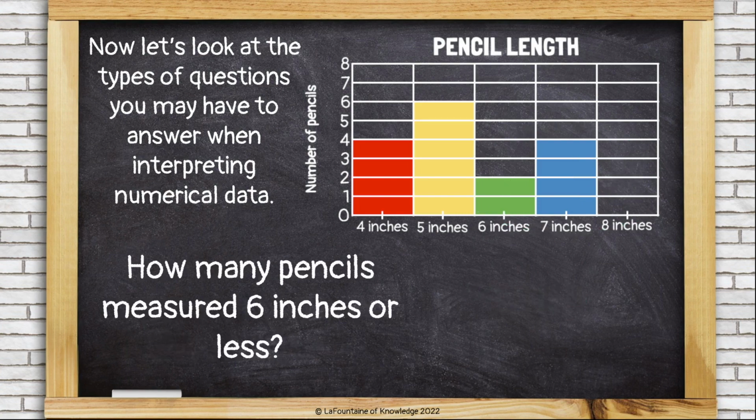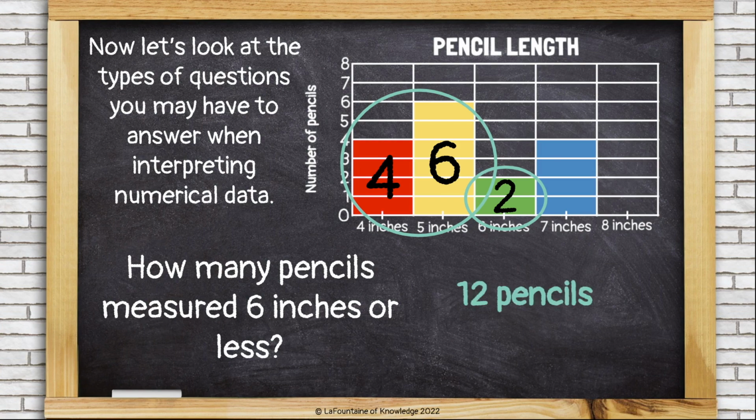How many pencils measured 6 inches or less? This is a slightly different type of question. This time, I want the pencils that measured 6 inches, but I also want the pencils that measured less than 6 inches, the 4-inch and 5-inch pencils. So I need to add together the 4-inch, 5-inch, and 6-inch pencils. 2 pencils measured 6 inches, 6 pencils measured 5 inches, and 4 pencils measured 4 inches. And when I add all those together, I get 12 pencils. 12 pencils measured 6 inches or less.